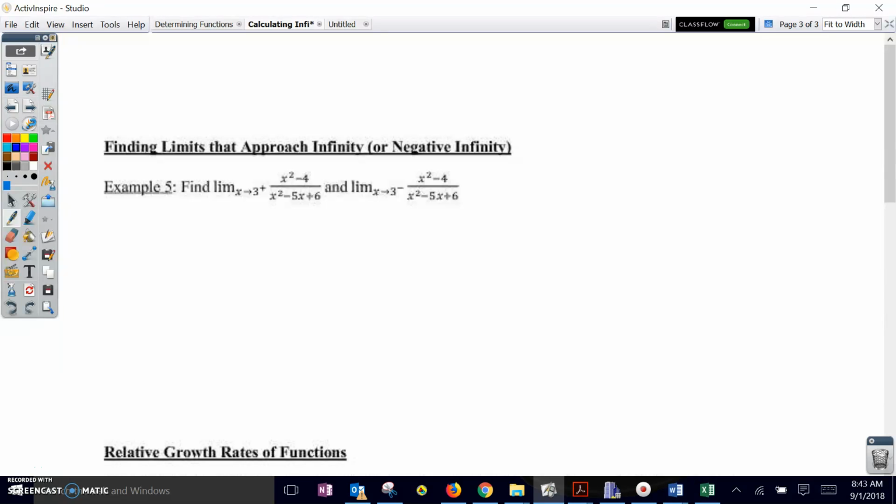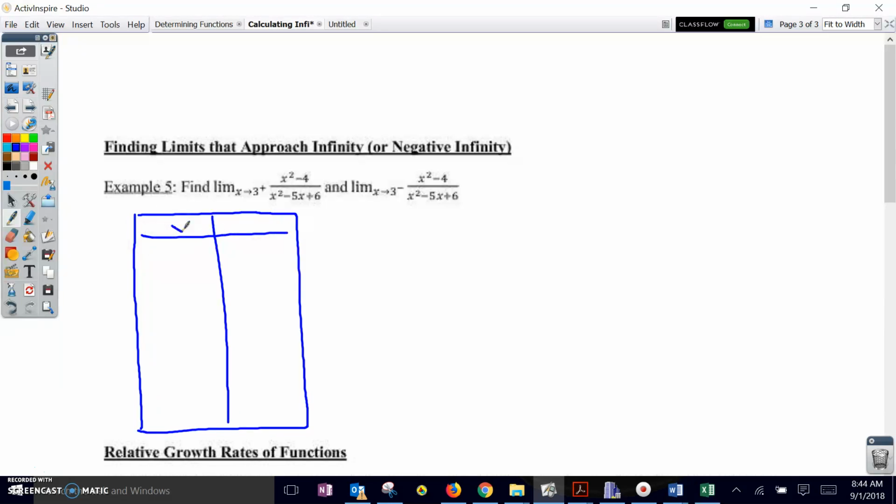Alright, in this example we're going to look at some one-sided limits using the technology that we have. So we're going to find the limit as x approaches 3 from the right of x squared minus 4 over x squared minus 5x plus 6, and the limit as x goes to 3 from the left of x squared minus 4 over x squared minus 5x plus 6. These are limits that approach infinity, and I'm going to make a slightly bigger table so that we can find both the left-hand and right-hand limits at the same time here in our table.